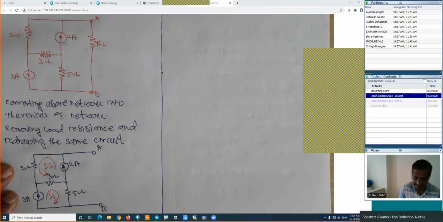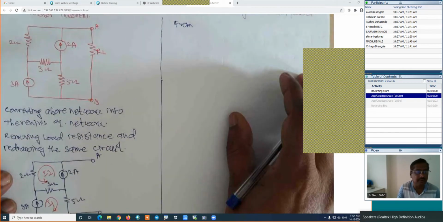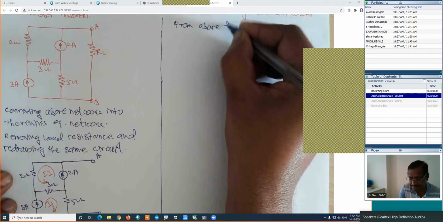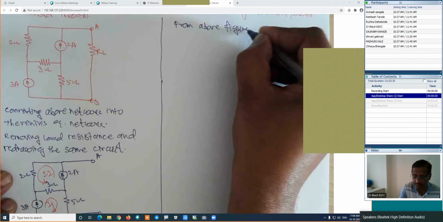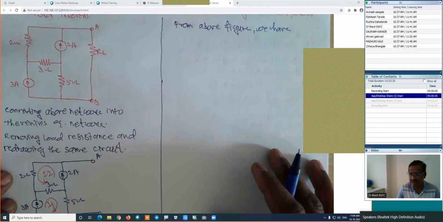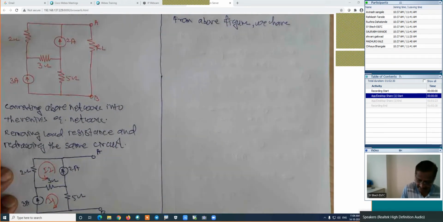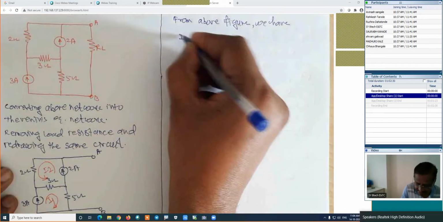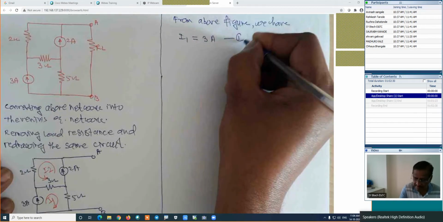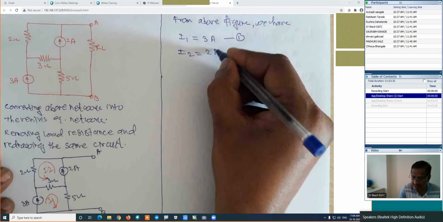Absolutely fine. So from the above figure, what do we have? From this figure we have the direct equations. This I1 is equal to 3 amperes. This is equation 1. And I2 is equal to 2 amperes. This is equation number 2.